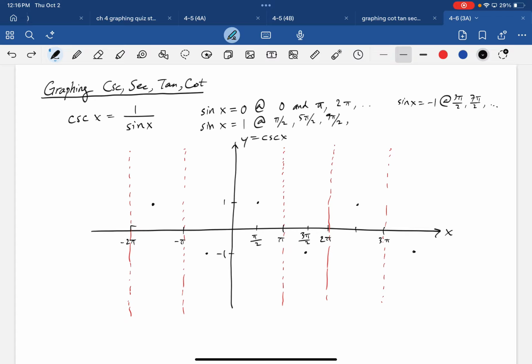All right. So, cosecant is actually going to look like this. It's going to be a bunch of u's that are infinitely long with vertical asymptotes.